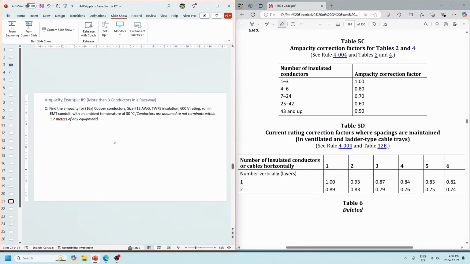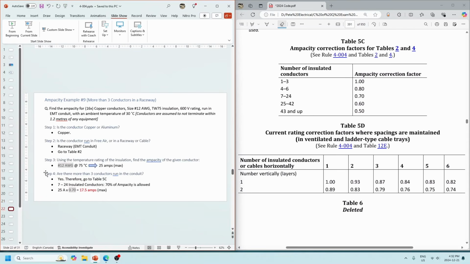Got 3 more examples here, guys. So still with more than 3 conductors in the conduit, what size are we at? Number 12, TW75. So watch the insulation rating there, 600 volt rating for each example. This one's run in EMT, and our ambient temperature at this point is still 30 degrees or below. So we are in table 2, so let's go back to table 2.